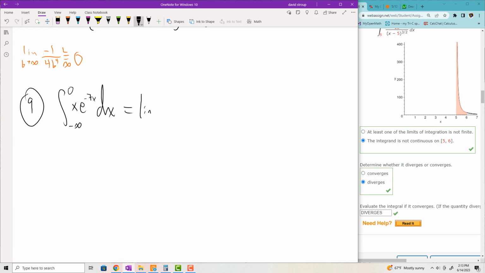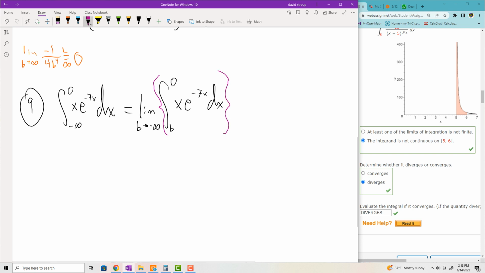So we take a limit. We're going to replace that infinity symbol with a variable, and then take the limit as that variable approaches this bad place. So then we're left with computing this integral, and you kind of forget about the limit in the meantime and just evaluate that expression to get some expression in terms of b, and then finally take the limit of that, right?